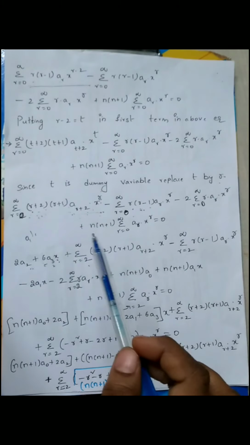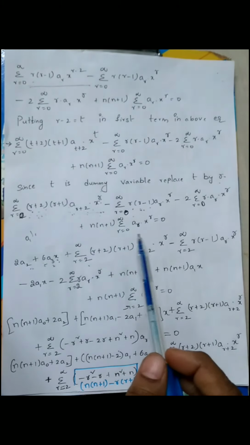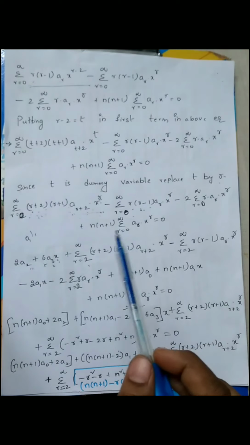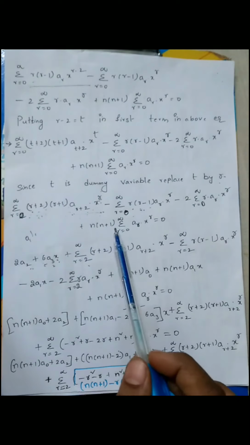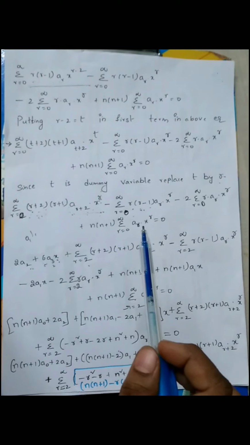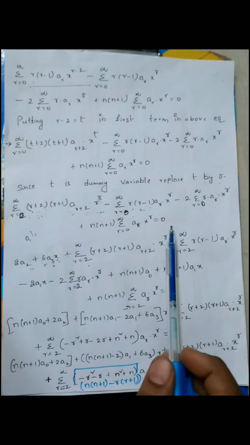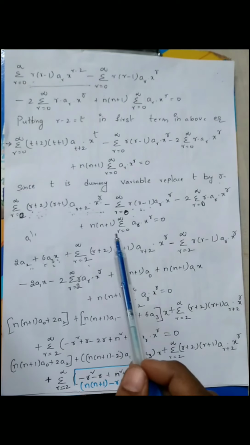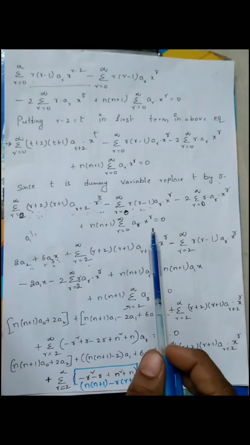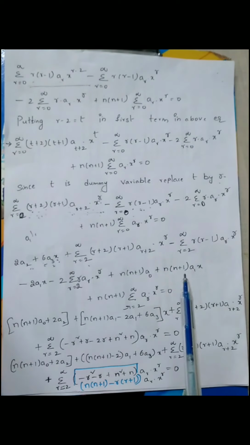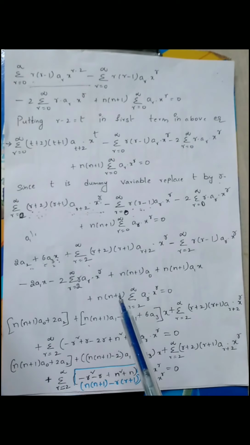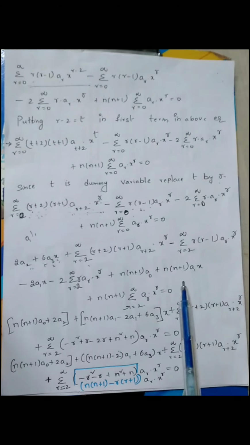We follow the same way for this term also. First we substitute r equals 0, then 1, and then the 2 to infinity term. If we substitute r equals 0, then this term becomes n into (n plus 1) into a naught. If we put r equals 1, then the term changes as n into (n plus 1) into a1 into x. Then we write the r equals 2 to infinity term.